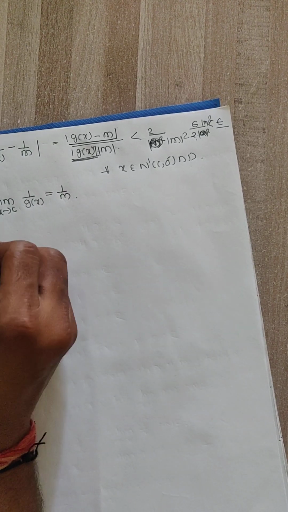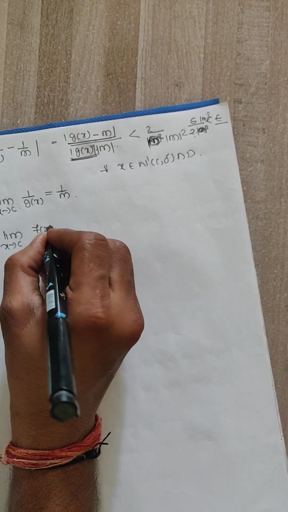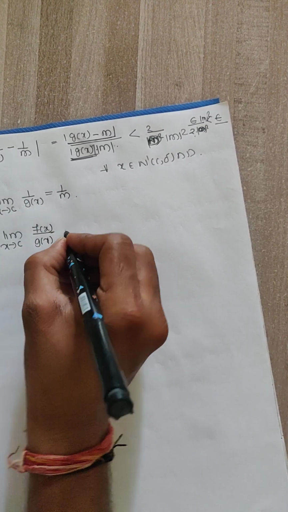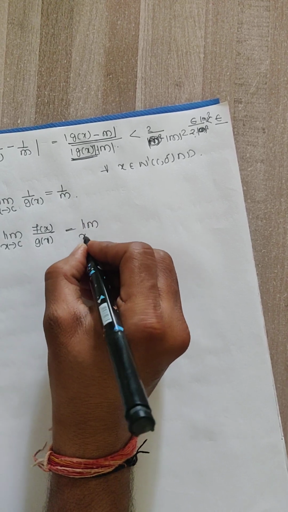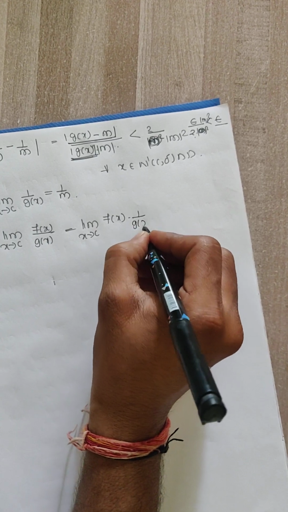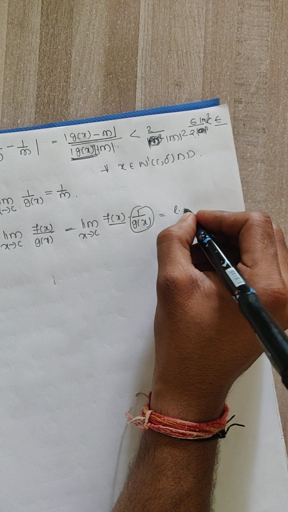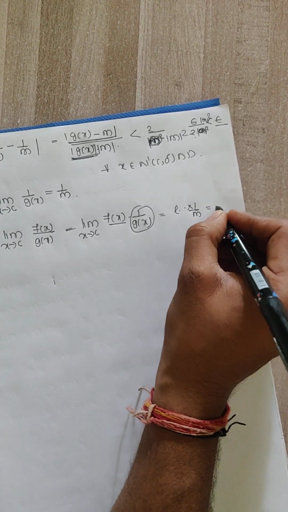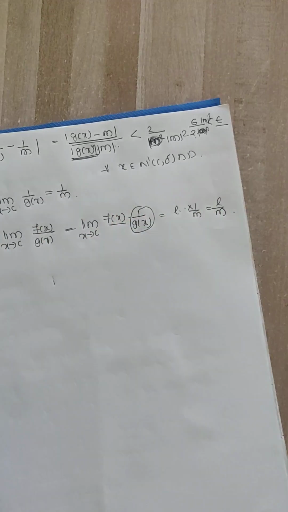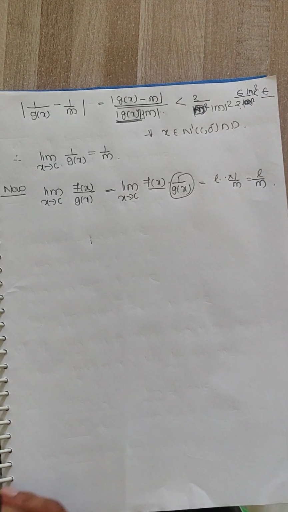Now limit x tends to c of f x by g x can be written as limit x tends to c of f x into 1 by g of x, and that goes to 1 by m, while this goes to l. This is l into 1 by m, that is nothing but l by m. So this is all about the algebra of limit.